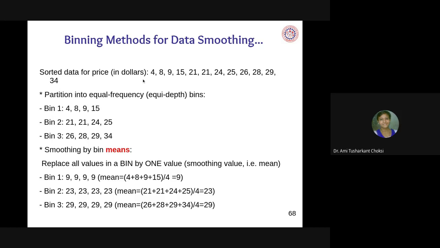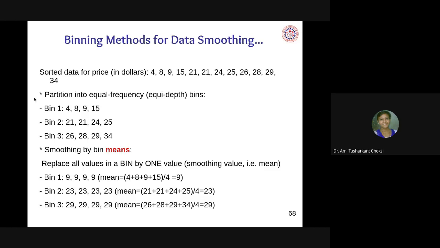The data is given. Here the data is given in sorted order only. Do we have to ascend it or descend it or will anything do? No, we have to ascend only. That is, sort the data in ascending order. Fine. So here sorted data in ascending order is already given. If it is not given, we have to sort it. Right? Okay. So 4, 8, 9, 15, 21, 21, 24, 25, 26, 28, 29, 34. How many are there? Let me count. 1, 2, 3, 4, 5, 6, 7, 8, 9, 10, 11, 12. Okay, 12 total data are given to us, right?